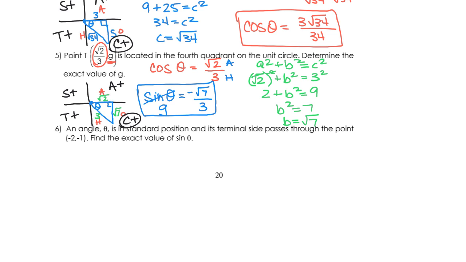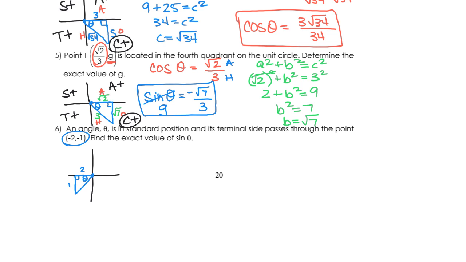All right, last question, number 6. It says an angle theta is in standard position and its terminal side passes through the point -2, -1. Find the exact value of sine theta. So we'll set up our quadrants. They said that we have the point -2, -1. So when we start at the origin, we're going to go over -2 and then down to do -1. We'll go back. There's our theta. There's our right angle. And remember that you went over 2 and down 1.